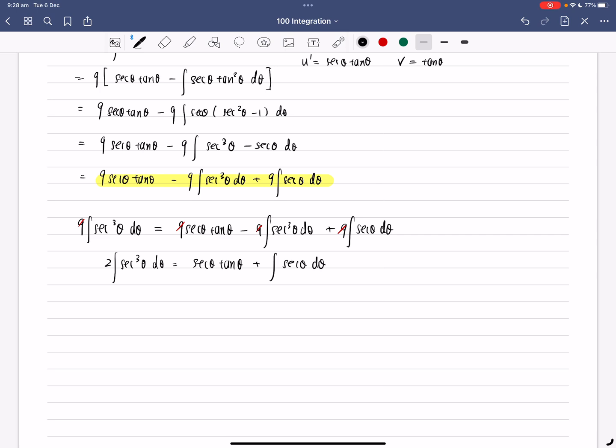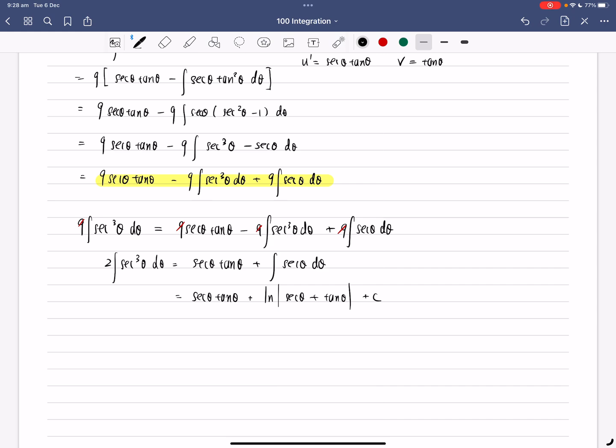Okay, so now all we have to do is think about how to integrate sec theta. In the previous videos, there's a formula that you need to remember for integrating sec theta. You need to multiply both the top and bottom of the fraction by this term here, and that will give you the logarithm. So we know the answer straight away. It's just the formula, so I'm just going to write down the answer: ln absolute value of sec theta plus tan theta, plus c.